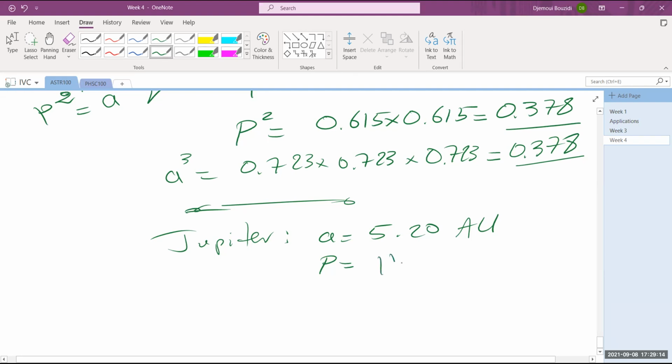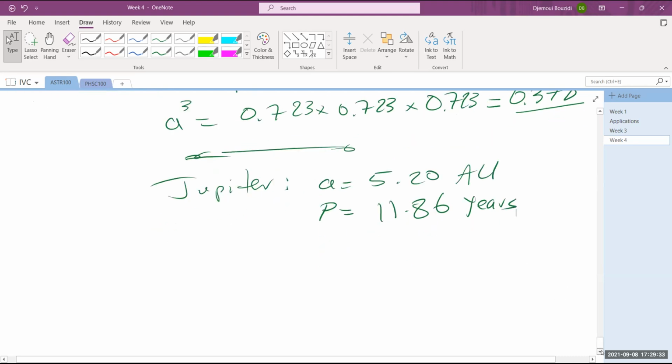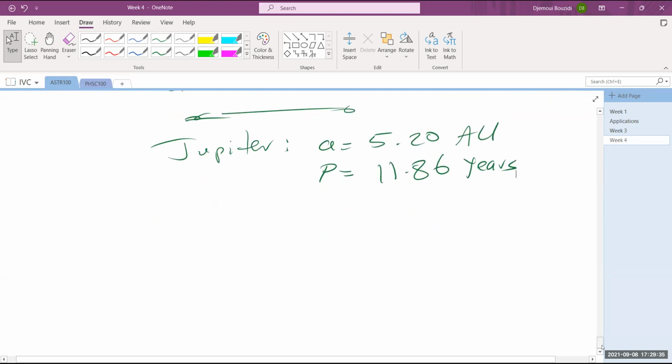And it takes 11.86 years to go around the sun. So if you are 24 years old, you're actually 2 years old as far as Jupiter is concerned, because Jupiter went around the sun only twice from the time you were born. If you are less than that, then you are less than 2 years old. So you're still barely a toddler when it comes to Jupiter.